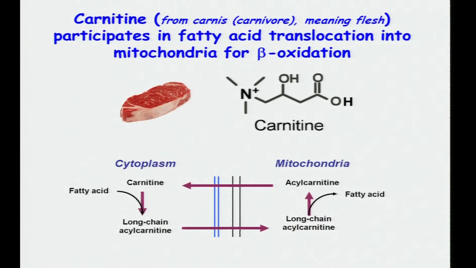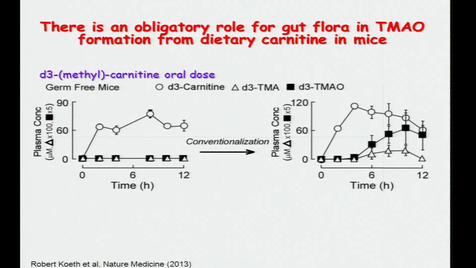So we were interested in the same kind of story. Could carnitine generate TMAO and accelerate atherosclerosis? Just to speed up, because I want to leave time for questions, we used germ-free animals and were able to show that when animals ingest carnitine, if they're germ-free, they do not make TMAO, but when they're conventionalized, they do.